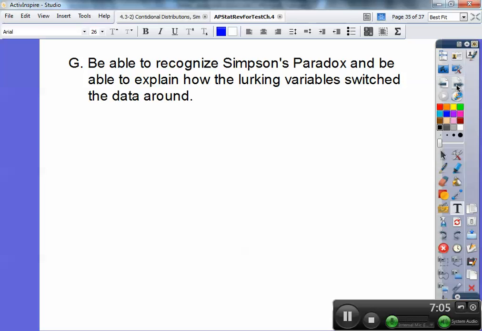And lastly, be able to recognize Simpson's Paradox and be able to explain how lurking variables switch the data around, like the example that we had with the hospitals in yesterday's notes, or the first day of school with the airplanes. Those are total Simpson's Paradox.